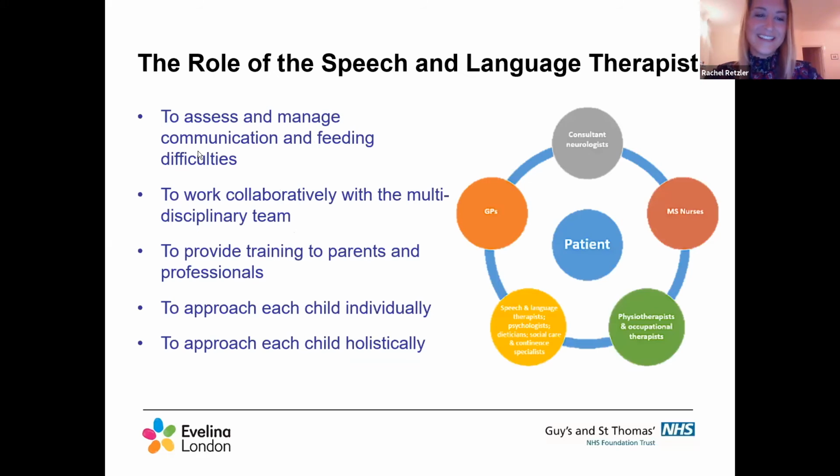So what is the role of the SLT in all of this, you might think? The SLTs, we assess and manage communication and feeding difficulties. We always work collaboratively with our multidisciplinary team. We strive to provide training to parents and other professionals, and we always approach each child individually and holistically, as we all do.